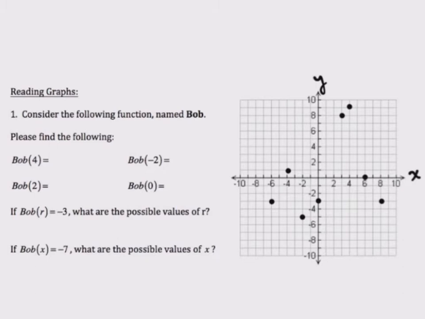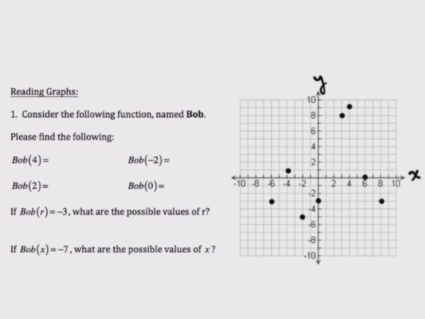Alright, now that we've had some practice making graphs, let's try reading some graphs. So here on the axes, we got a function named Bob. We've got some input-output combinations represented graphically. So what we need to do is find Bob of 4, Bob of -2, Bob of 2, and Bob of 0. For each of these, that means please find the output to this function when the input is 4, -2, 2, or 0.